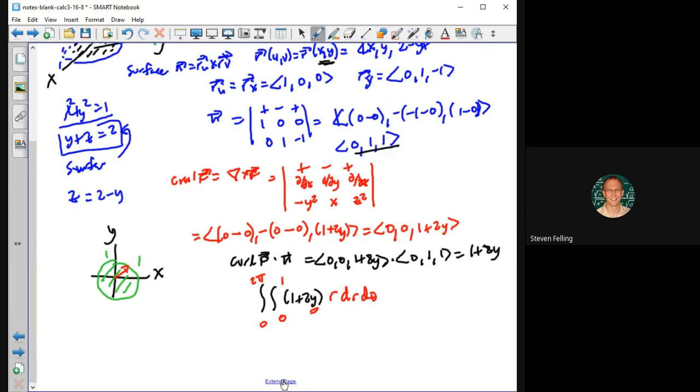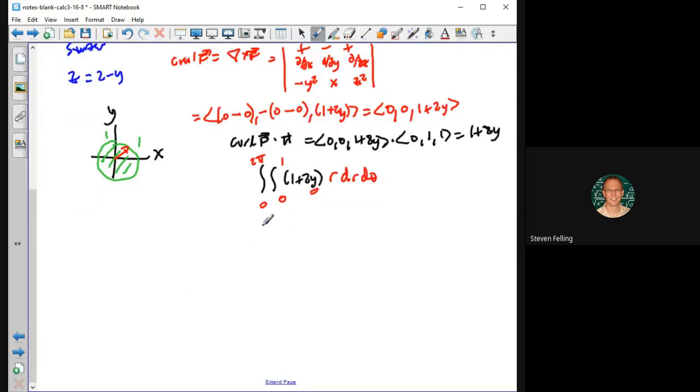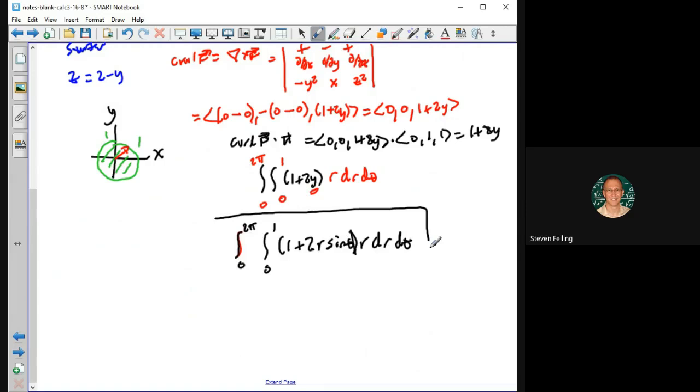So the final setup here would be the integral from 0 to 2 pi, then an integral from 0 to 1 of 1 plus 2, and then for the y we have to put r sine theta, and then we have the extra r here, and then dr d theta. So this would be the setup, okay? All right. So that's how we would do this with Stokes' theorem, right?